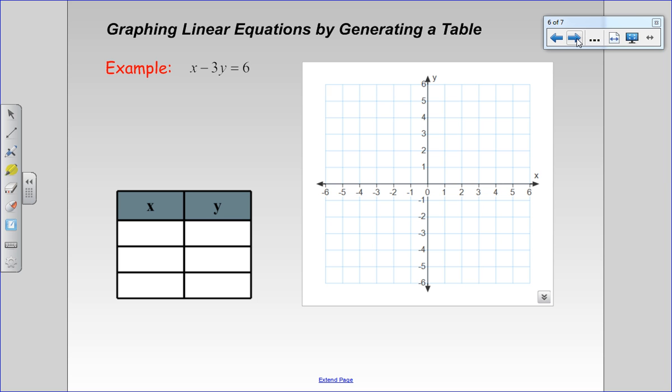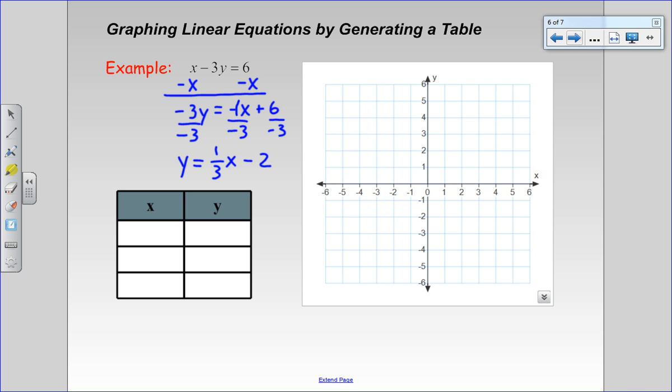Let's look at one more example and graph the equation x minus 3y equals 6. We'll begin again by solving this equation for y. We can subtract x on both sides. So we have negative 3y equals negative x plus 6. Next, divide by negative 3 on both sides. Remember that the coefficient of negative x is really negative 1. So as we simplify that equation, we have y equals 1/3 x minus 2.